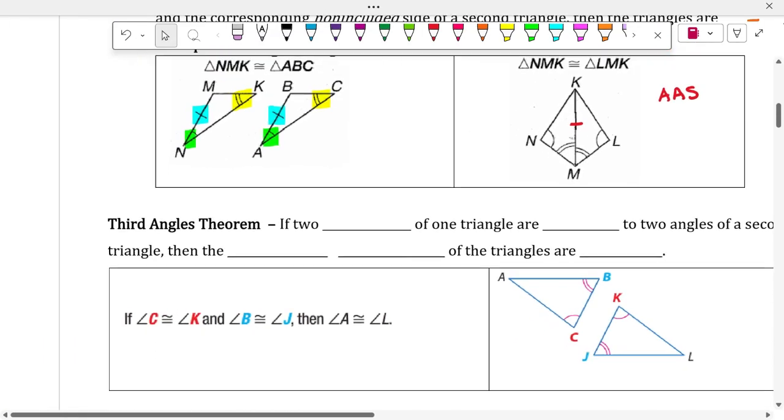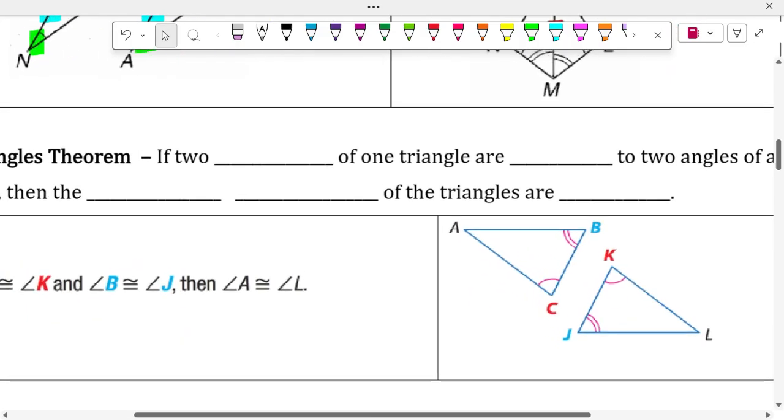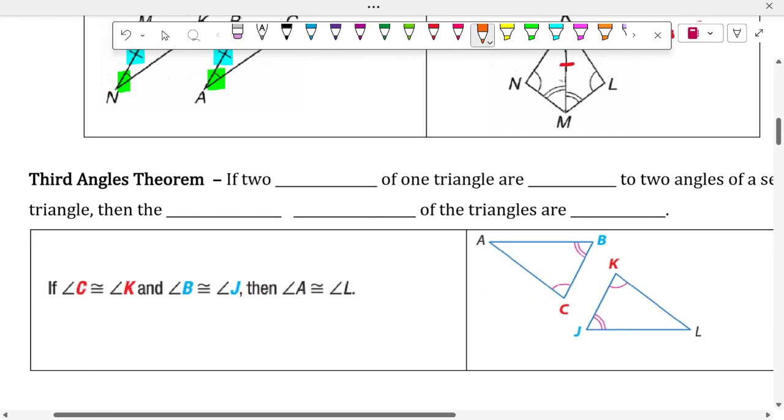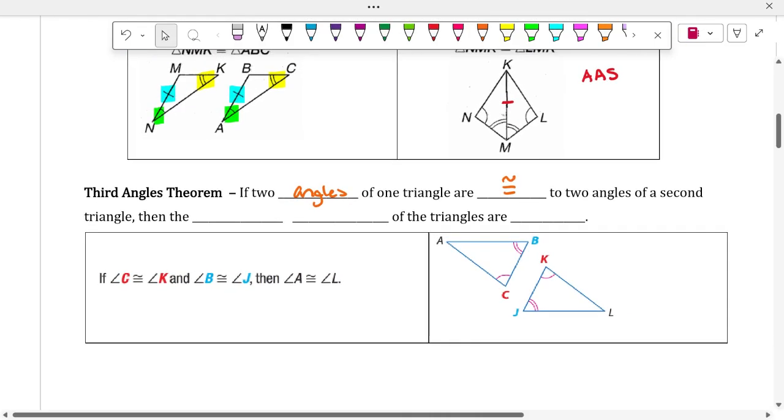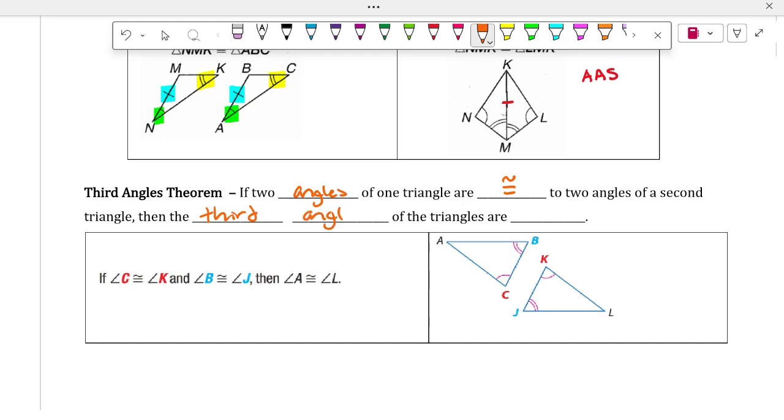Now, remember what I said about the third angles theorem. It states that if two angles of one triangle are congruent to two angles of a second triangle, then the third angles of the triangles are also congruent, because obviously by the triangle sum theorem, if you have two of the same angles between two triangles, say you had a 100 and a 50 degree angle in both triangles, obviously the last angle has to be 30. All right.